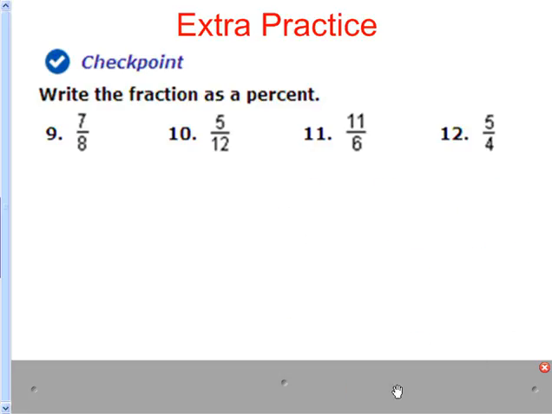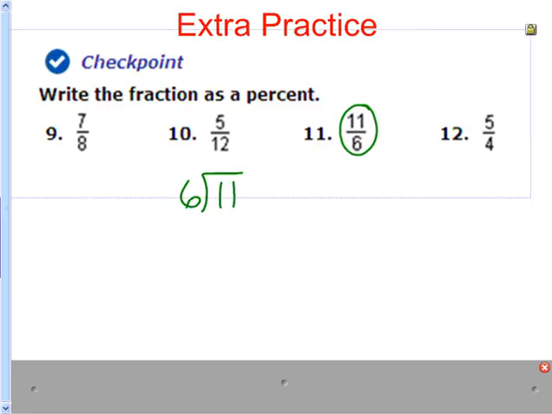Let's take a look at number 11, 11/6. I think this time I'll use traditional long division. 11/6 is 11 divided by 6. And I know 6 can go into 11 once. 1 times 6 is 6. Remainder 5. Well, that's not done yet, so I'm going to add a 0 here and a decimal point. Put my decimal point up in my quotient, bring down the 0, and let's see how close we can get to 50. 6 times 8 is 48. Going to get a remainder of 2.